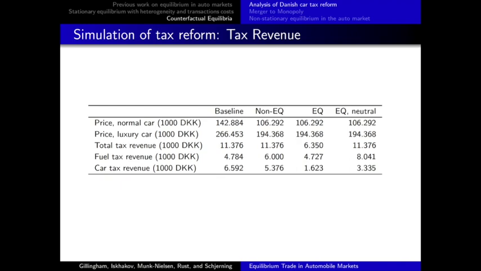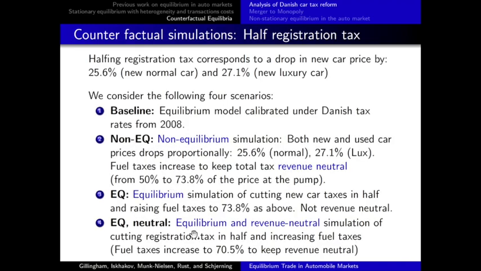So this is an example of why you would be careful doing policy analysis without any equilibrium calculation. Because if you suddenly lose half of your 50 billion Danish kroner, then you have a situation, right? So then we do the last example here, which is what we call EQ neutral, where we calculate the equilibrium while making the policy. So we are calculating a revenue neutral reform based on a simulation where we cut the registration tax in half and then increase fuel prices. Now it turns out that the fuel prices increase only to 70% to keep the revenue neutral.